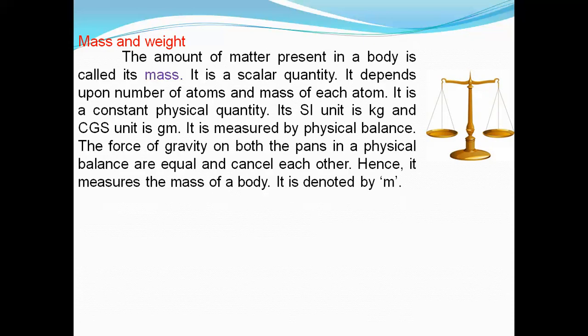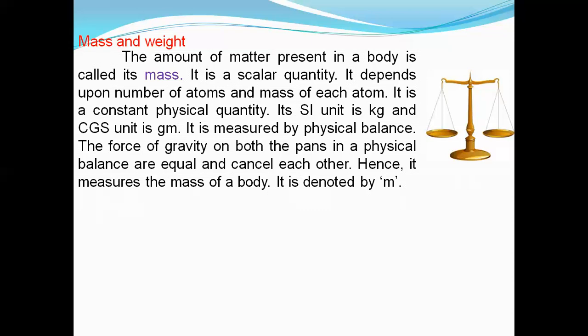It is a scalar quantity. It depends upon the number of atoms and the mass of each atom. It means if the size of the same substance is increasing, there are more atoms, so more mass of that object. Not only that, two objects having the same volume have different masses because the mass of each atom of these two objects is different. It is a constant physical quantity because it does not depend on place to place.